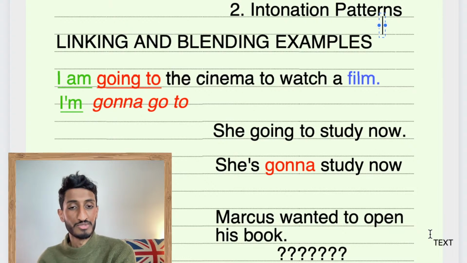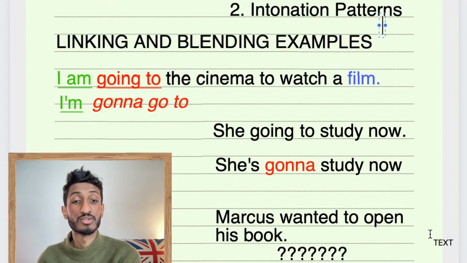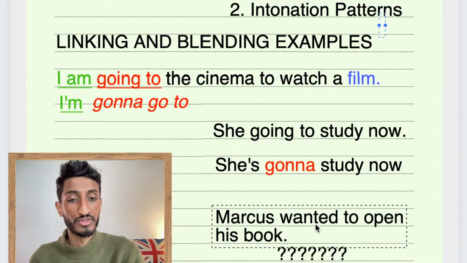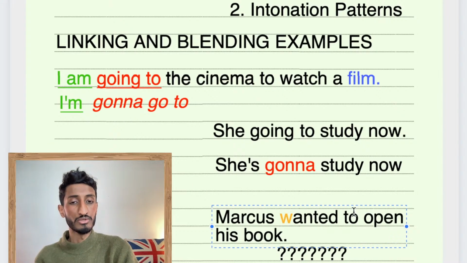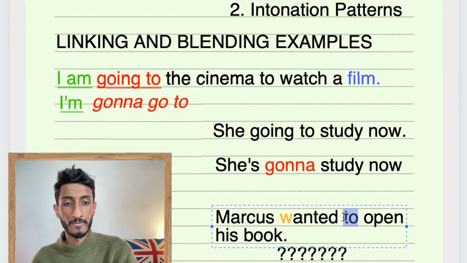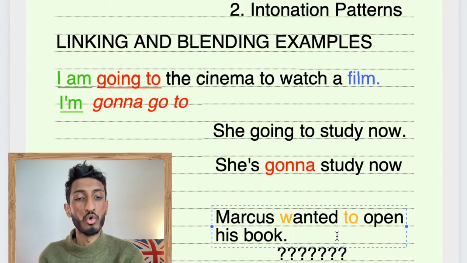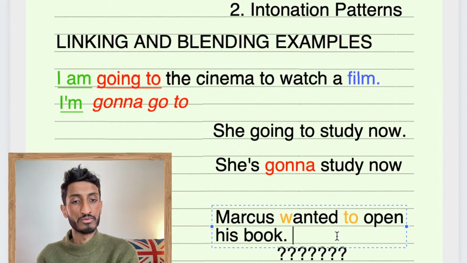So this one would be pronounced Marcus wanted to. So please focus on the W sound, right? It's not a V sound. It is a W sound. So Marcus wanted to, right? So focus on the pronunciation of those ones here. Open, it is not an O sound, it is an O sound, right? So let's focus on that.